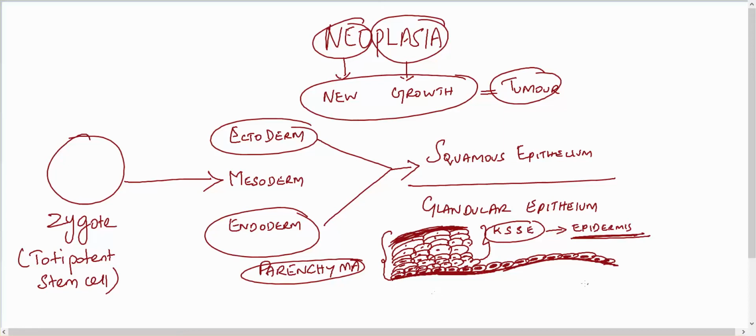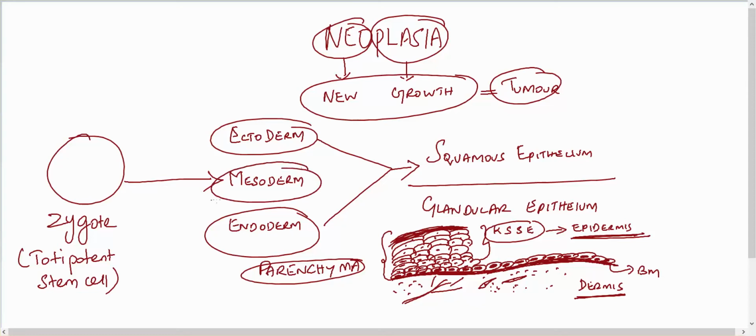Below the epidermis we have the dermis, and this dermis gives supportive structures to the epidermis. It has blood vessels, and fibroblasts that produce collagen, and connective tissue, and even the basement membrane. These supportive structures come from the mesoderm.